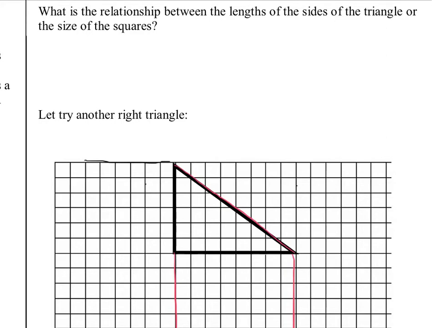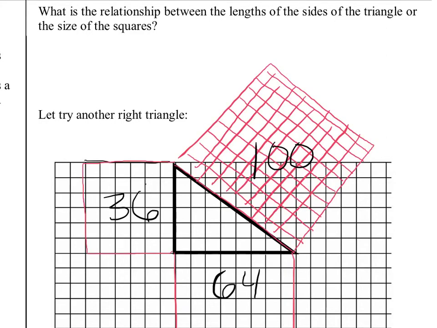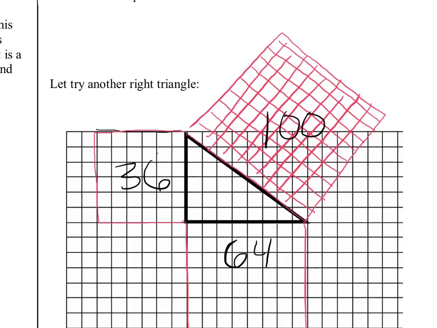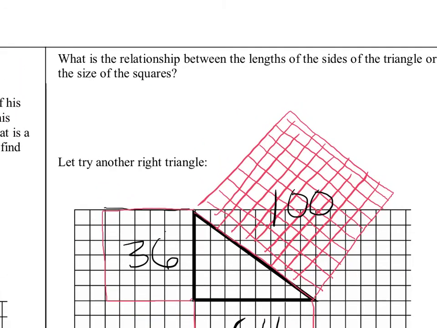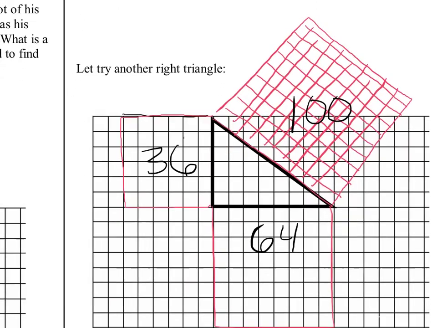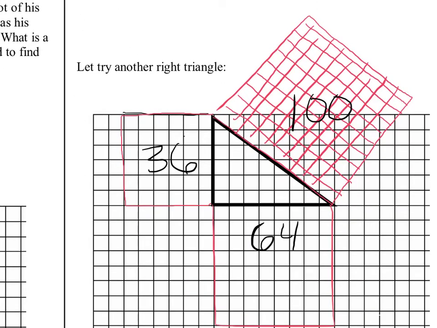All right. We have this on our paper. We figured out that this one was a 10 by 10 square. Gave us an area of 100. Somebody with a raised hand. What pattern did you recognize? Monia. If you add 36 plus 64, you get 100. Okay, so she's saying if we add this 36 and this 64, we get the 100 for the other square.